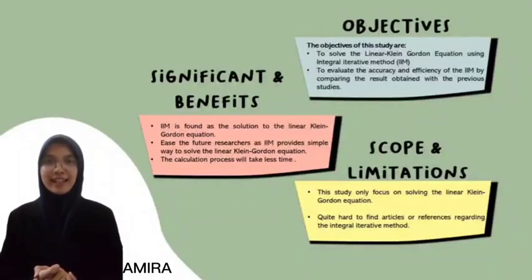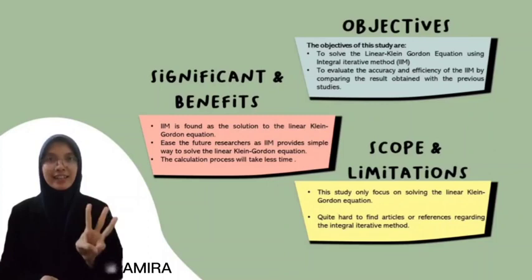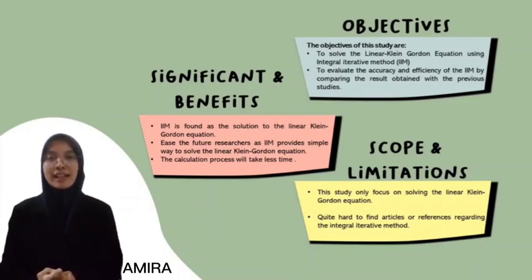The objectives of this study are: firstly, to solve the linear Klein-Gordon equation by using the Integral Iterative Method (IIM). Secondly, to evaluate the accuracy and efficiency of the IIM by comparing the result obtained with past studies. One of the significances of this study is that IIM is found as a solution to the linear Klein-Gordon equation. Secondly, this study can ease future researchers as IIM provides a simple way to solve the linear Klein-Gordon equation. Lastly, the calculation process will take a short time as IIM provides a simple way.